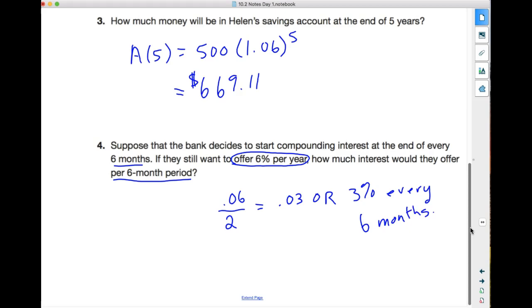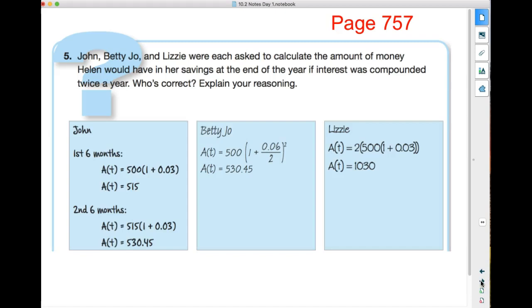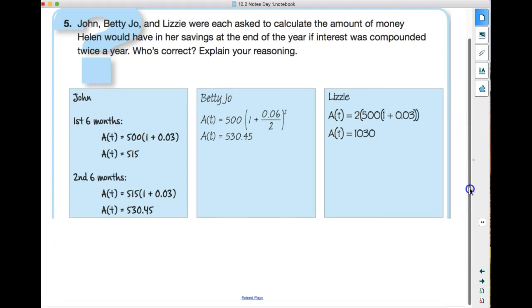Now, as we turn to page 777, what this problem is doing is modifying an interest formula into the formula banks actually use to calculate your interest. Okay? So we have John, Betty Jo, and Lizzie who were asked to calculate the amount of money. Who is correct here? Well, John's correct. Betty's correct. I want Lizzie to be my banker because she's going to pay me way too much money.